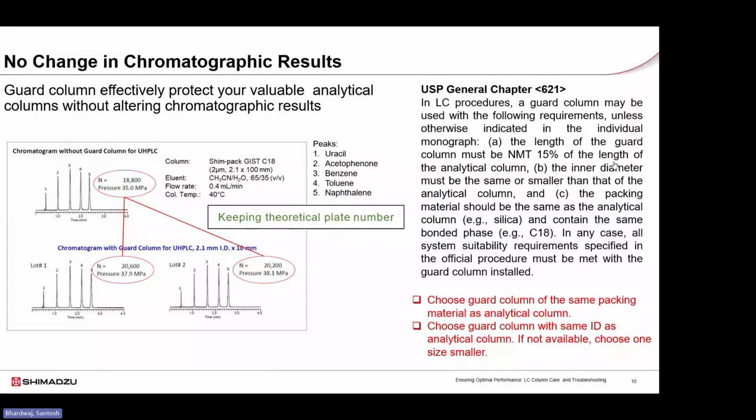According to USP Chapter 621, guard columns can be used under defined conditions. The guard column should be no longer than 15% of the analytical column, have an equal or smaller inner diameter, and use identical packing and bonded phase. In this way, guard columns support both performance and regulatory compliance.